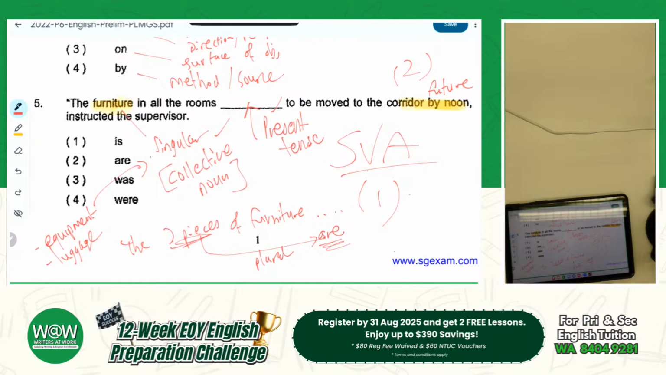Okay? And likewise, if we have the word pieces in front, 3 pieces of equipment, 10 pieces of luggage, then we can use a plural. Okay? And please be very careful. There's no such thing as luggages or equipments or furnitures. Okay, it doesn't work that way.